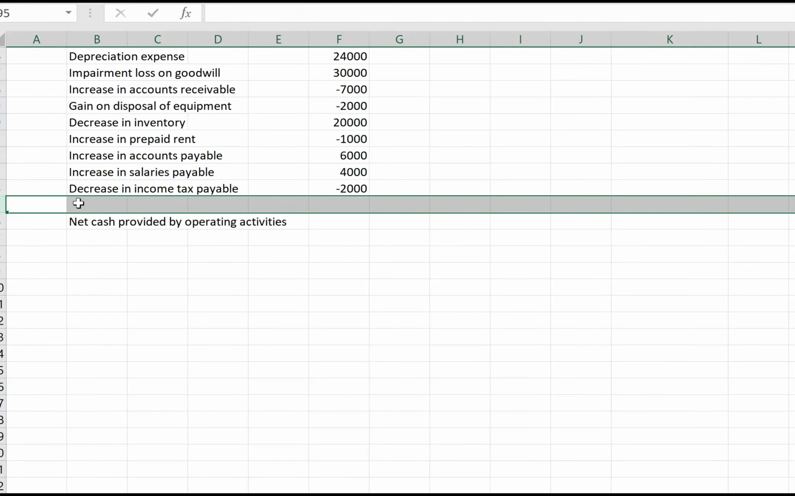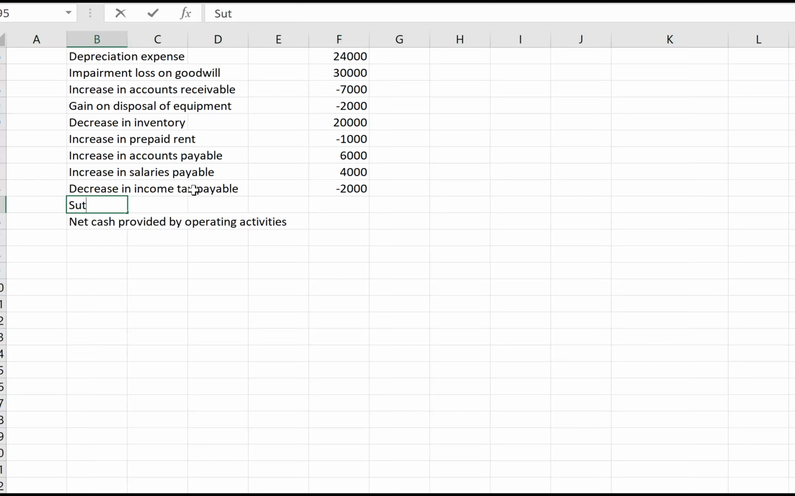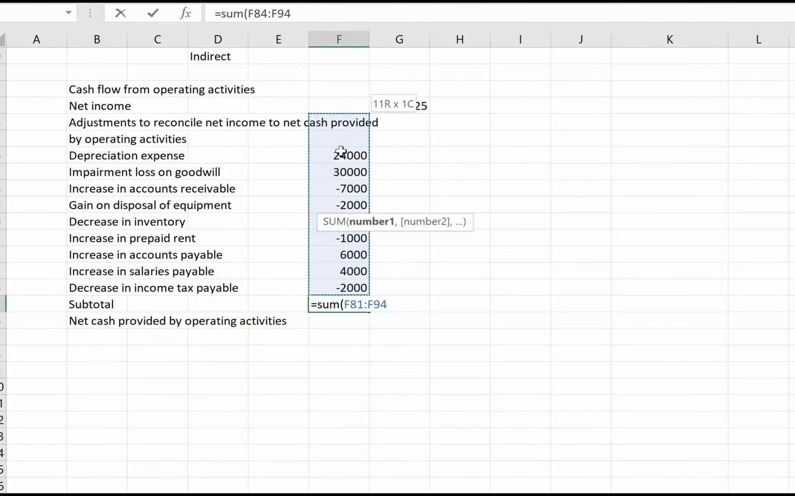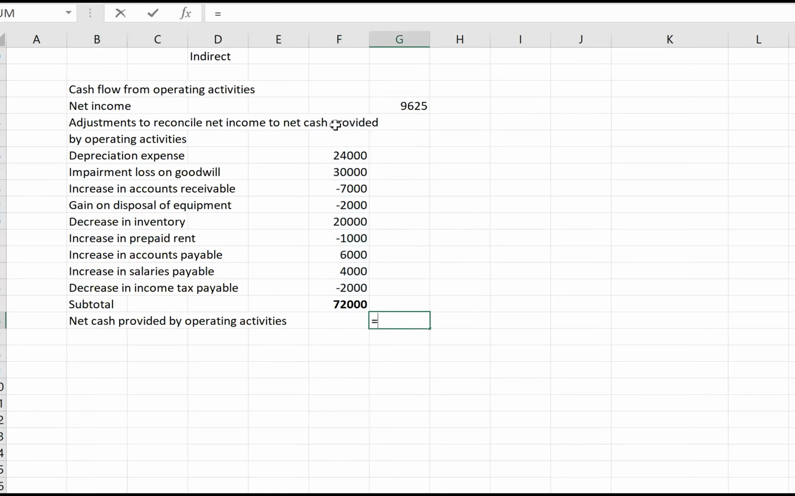Okay, let's just run a subtotal so we can easily sum this. Subtotal is going to be this. So we're going to sum up all these things. Okay, so then our cash provided by operating activities is going to be this minus this, or this plus this actually. This is a positive. So we're going to have cash provided by operating activities of 81,625 using the indirect method.